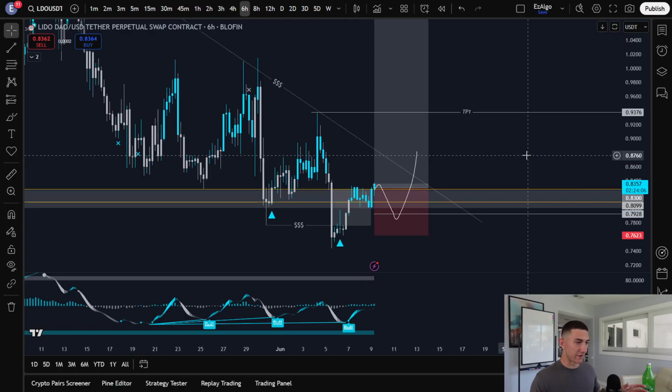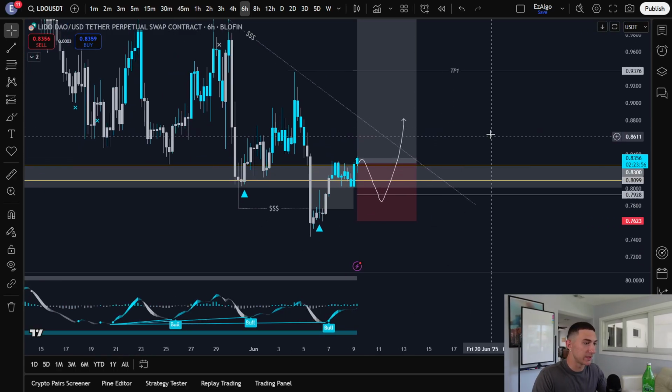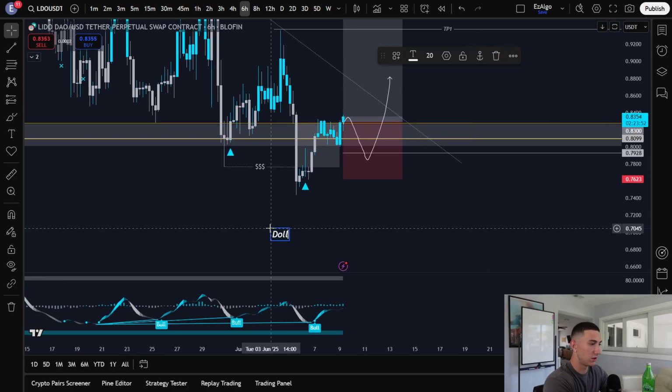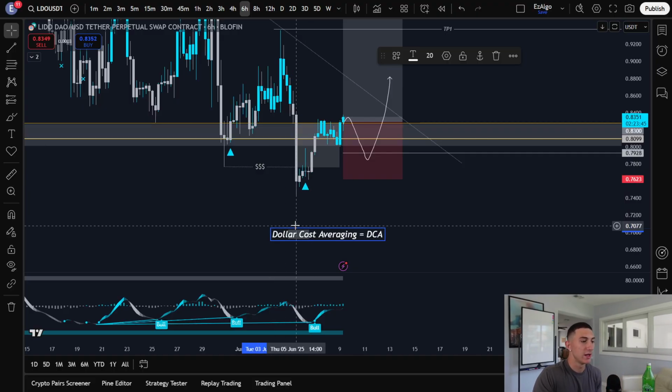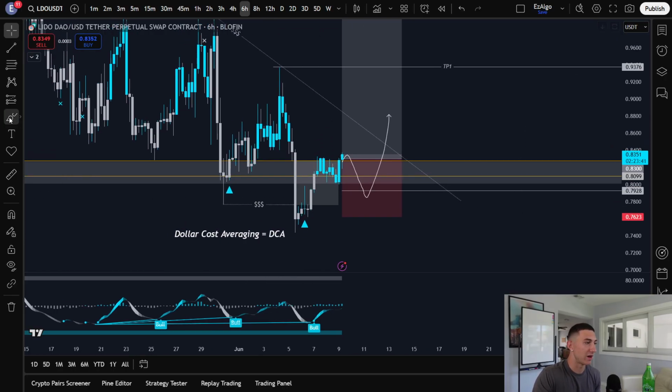Okay, so now that I've identified that I have a high probability setup, I want to get in this trade. Where do I place my stop loss and where do I take profit, right? So I like to use something called dollar cost averaging, otherwise known as DCA. I'll just use DCA for short. Now, what this means is I have multiple entries. So when I'm trading on a higher time frame, I don't just have one entry here, my stop loss here, and my take profit here. What I like to do is dollar cost average.